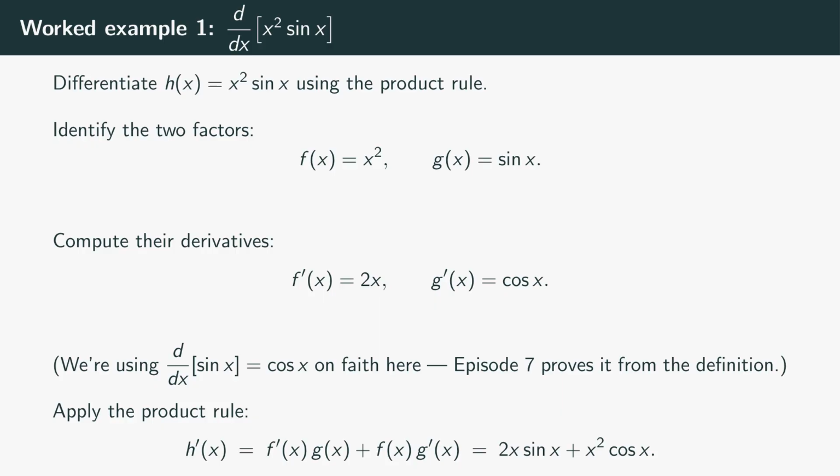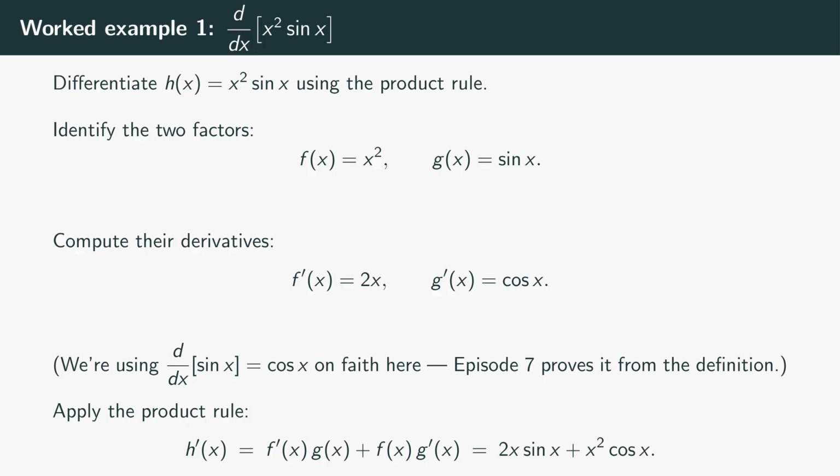Now, I owe you a small IOU on that one. We haven't actually proved that the derivative of sine is cosine. We will in episode 7 by computing the limit definition from scratch with some clever trigonometry. For today, take it on faith. Now plug into the product rule. f prime g plus f g prime becomes 2x times sine x plus x squared times cosine x.